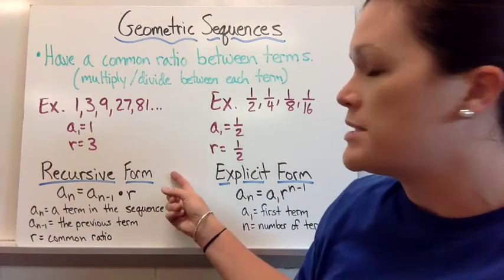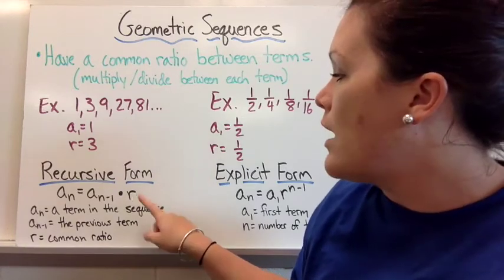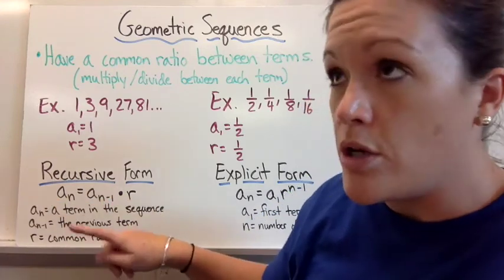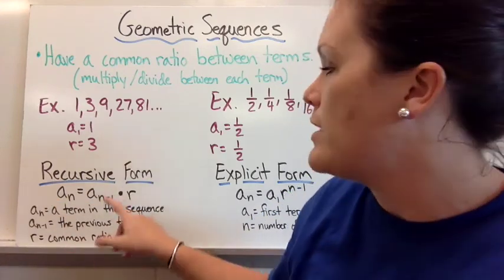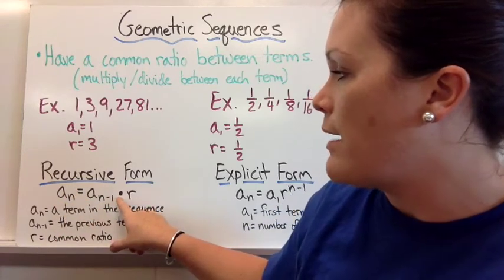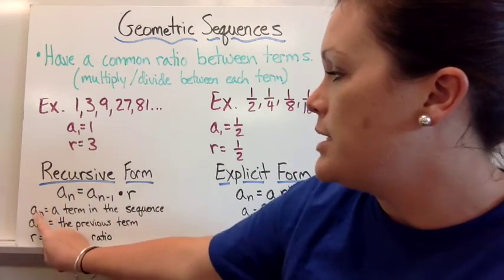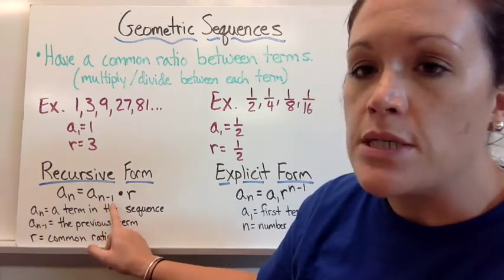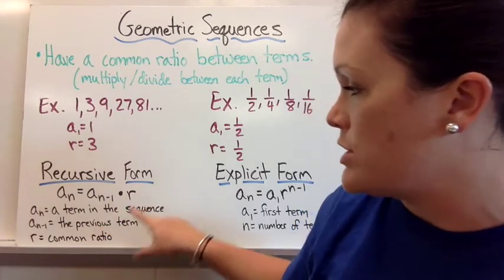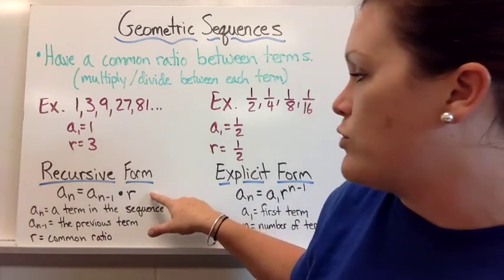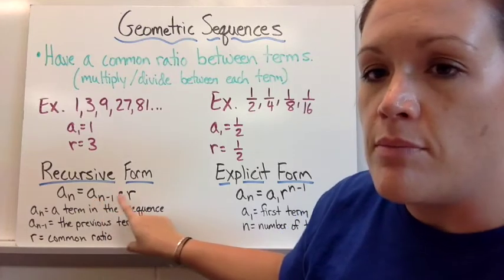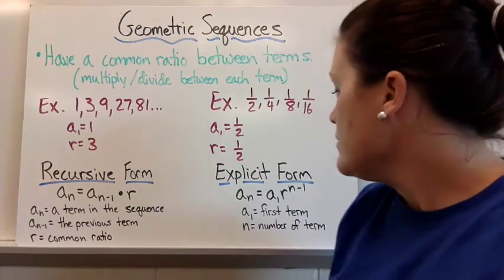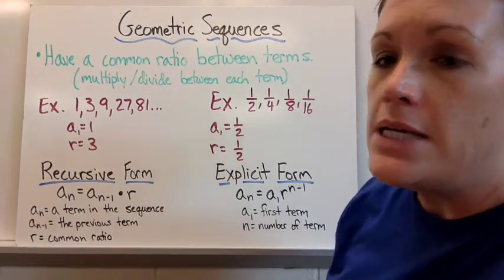The recursive form is still the more straightforward one. You use the previous term to find the one you're looking for by multiplying that by your common ratio. So a sub n is still just any term in the sequence we're talking about. A sub n minus 1 is the previous term, and r is your common ratio. So similar to arithmetic form, you would just take the previous term, multiply by that common ratio to get the one you're looking for.